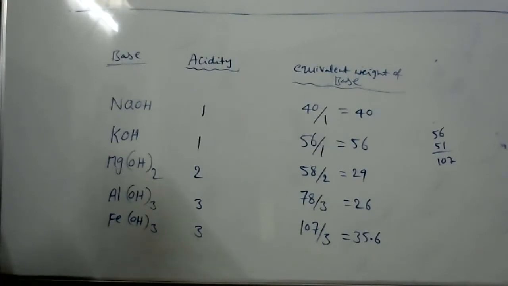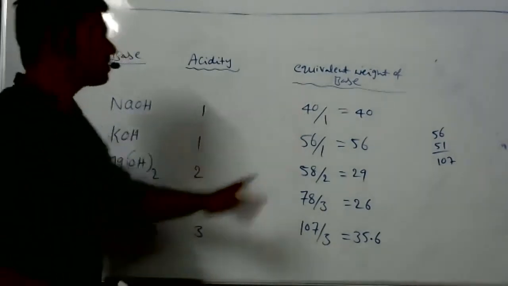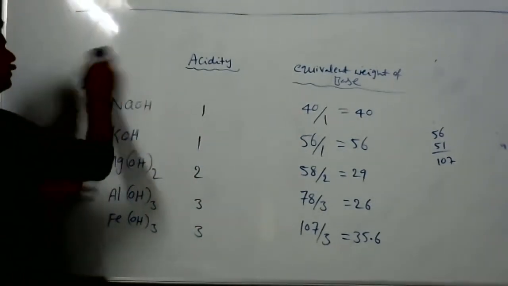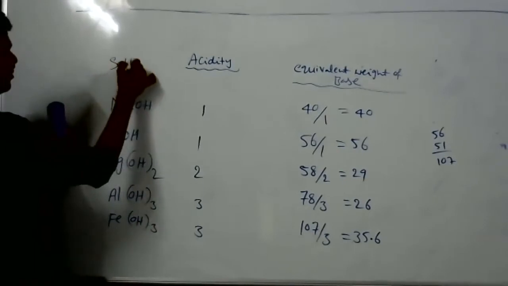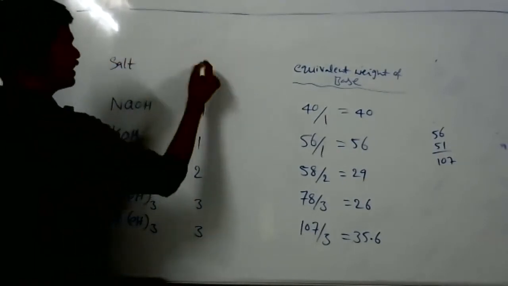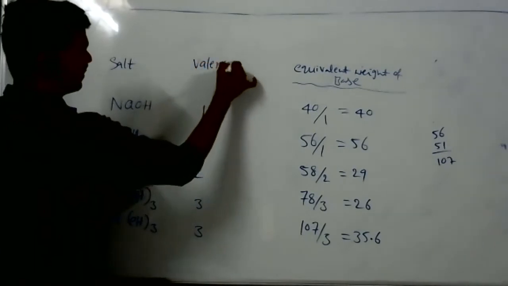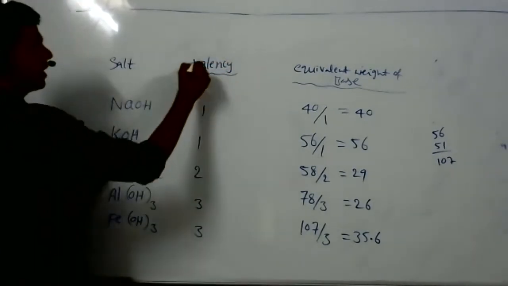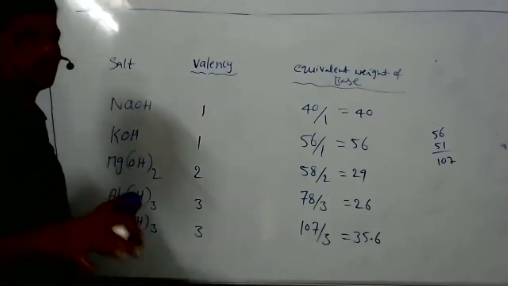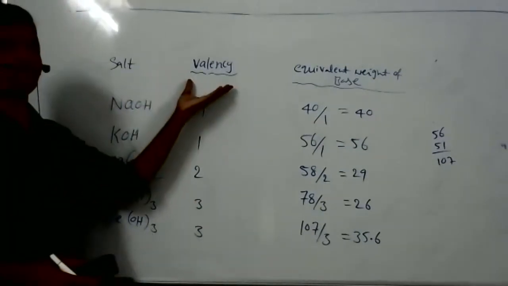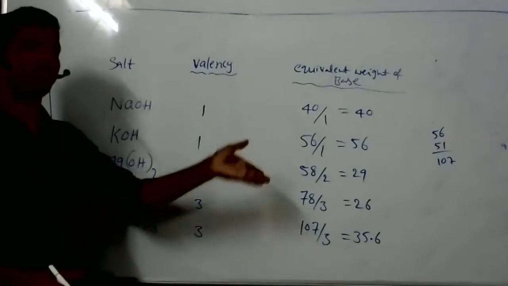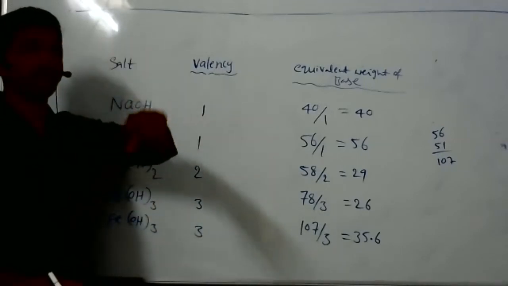It's completed, Akshaya? Yes, sir. Okay. Next, we wrote for acids and bases, and now how to calculate equivalent weight for salts. For salts, just write the valency. If it is an acid, you have to write basicity. If it is a base, you have to write acidity. Be careful while writing the normality formula.